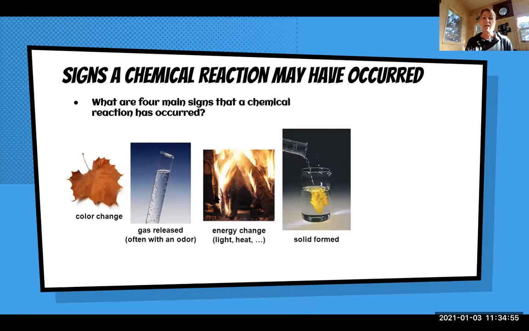have occurred. A change in energy. So suddenly we get heat and light, or it could be a decrease in energy. So it suddenly gets really cold instead. So think of like the hot hands, maybe, or cold ice packs, those instant ice packs. These would be chemical reactions that change the energy level.